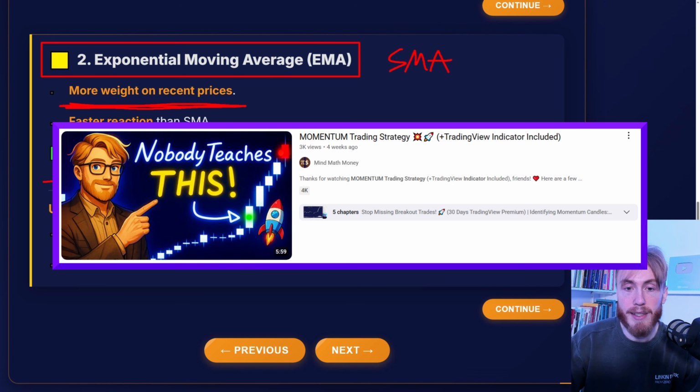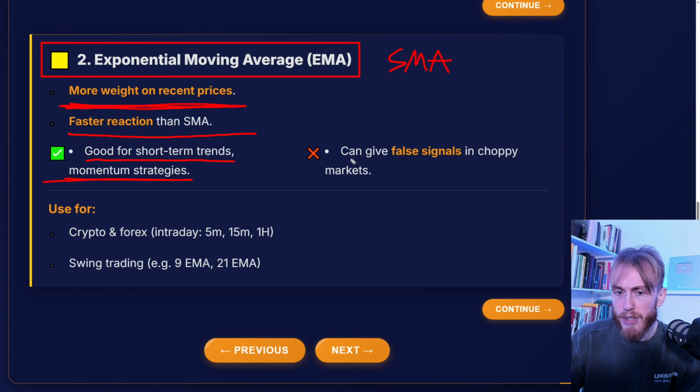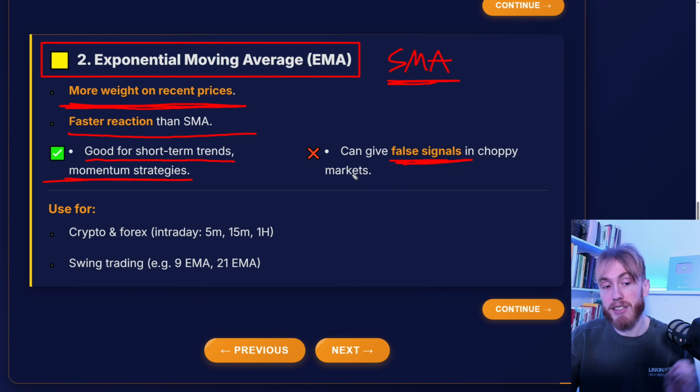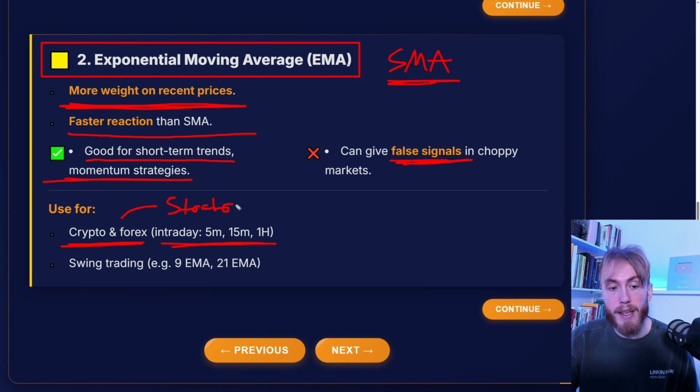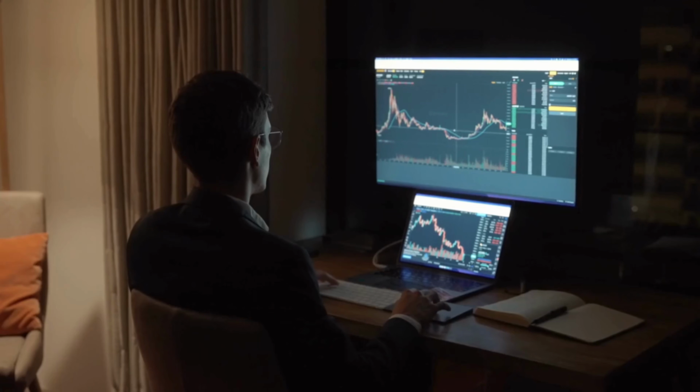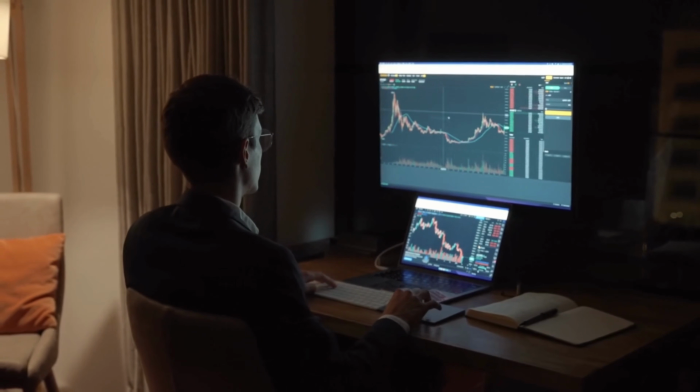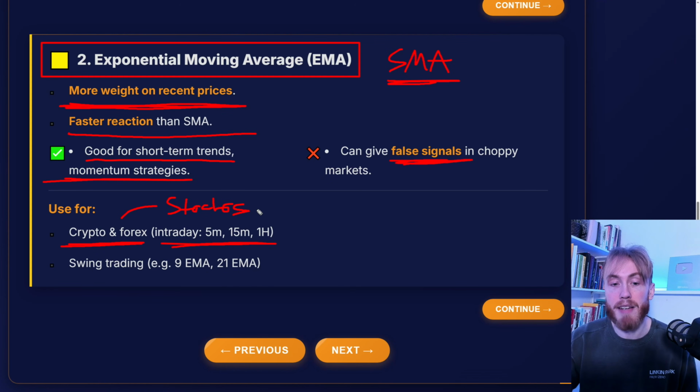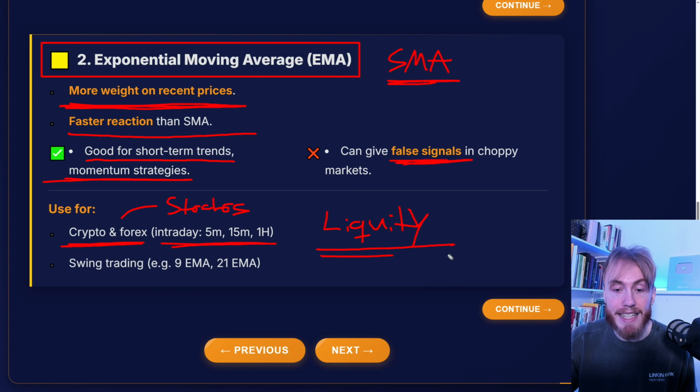Definitely highly recommend. But what are the downsides here with the exponential moving average? Well, it can give false signals, especially in choppy markets, and it can give more false signals than the SMA. So that is something to have in mind. As for the main markets to use the exponential moving average, it's most often used in crypto or Forex and on intraday, but you can use it for stocks as well. But what I do want to mention is that if you are short-term trading using the EMA and you are down on maybe the 5-minute, maybe even the 1-minute time frame, you do want to make sure that what you are trading has enough liquidity.